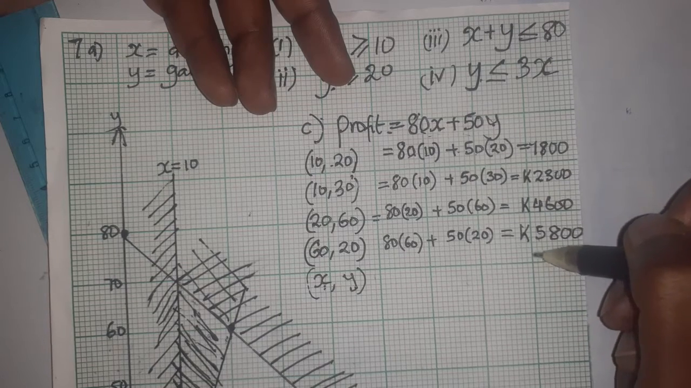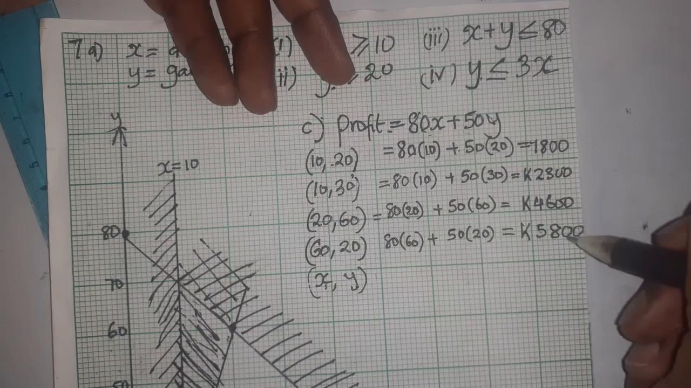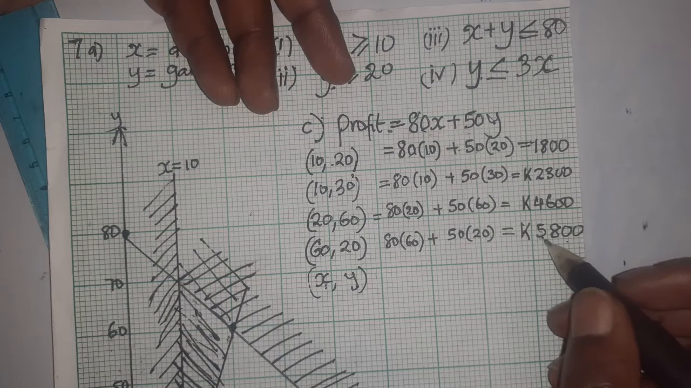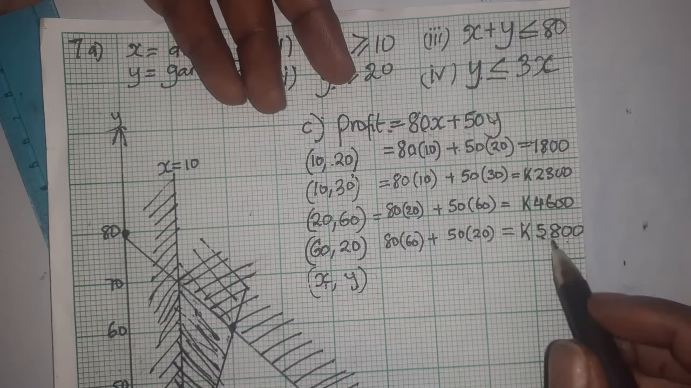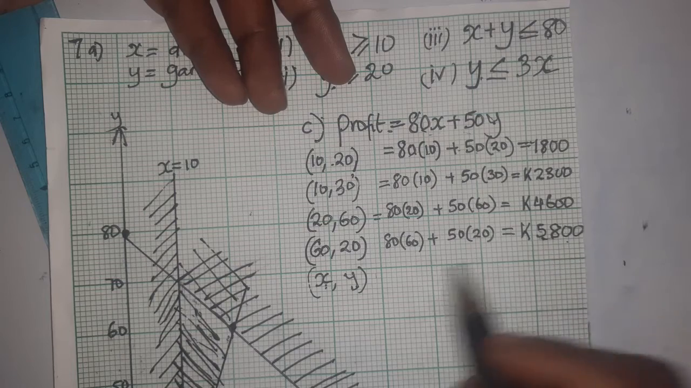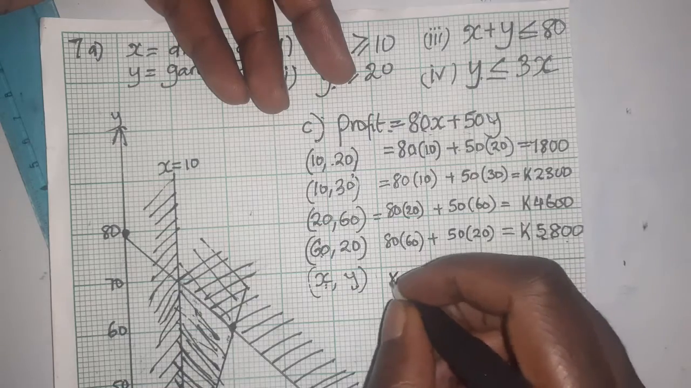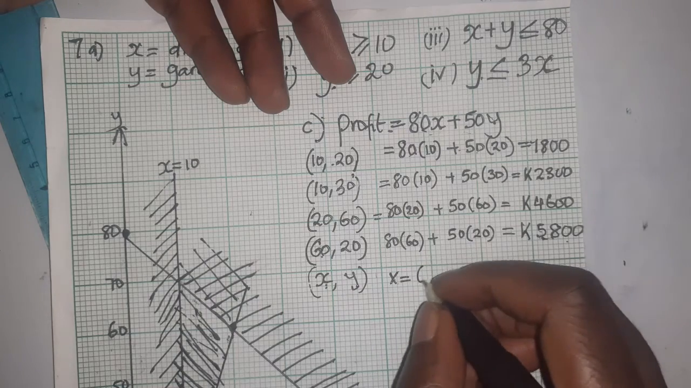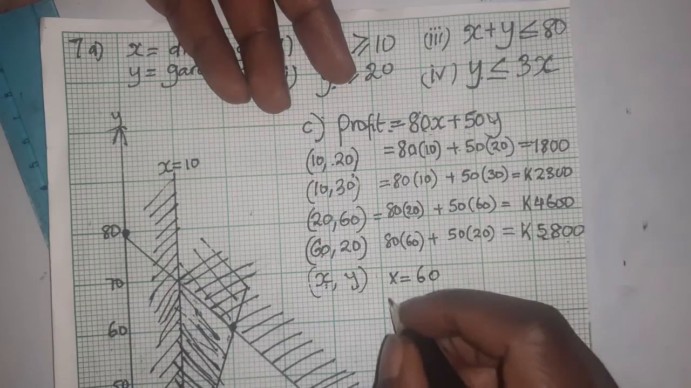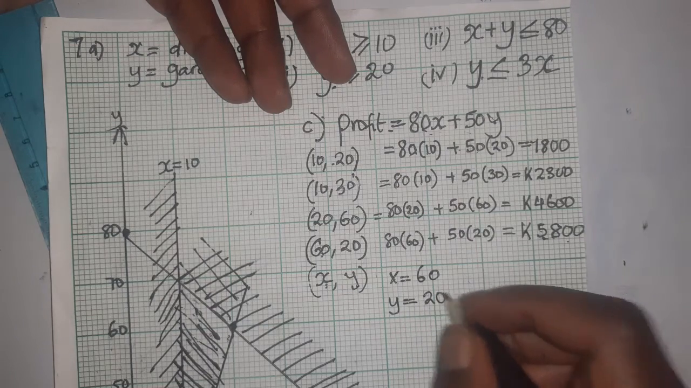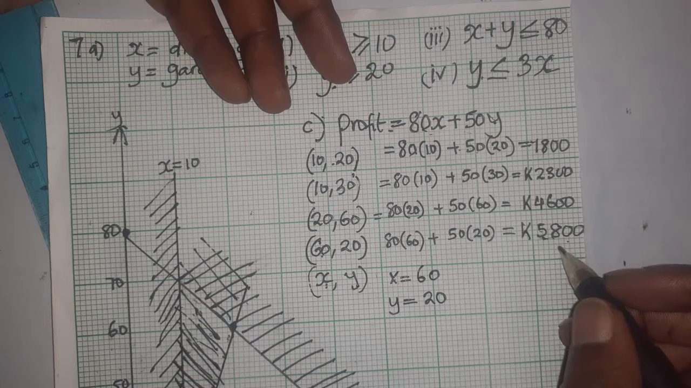Which one is the highest? The highest is 5,800 kwacha. And which coordinates are giving us this combination? The combination that we have is that for x, we are getting what? 60. For y, we are getting what? 20. This is what gave us the highest profit.